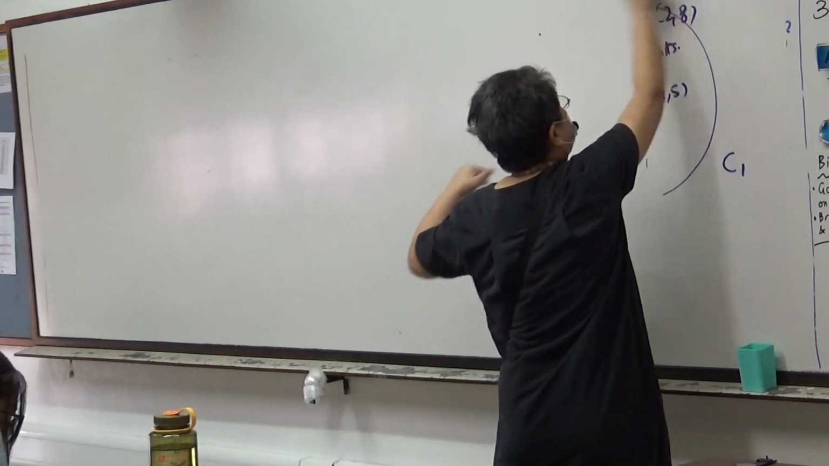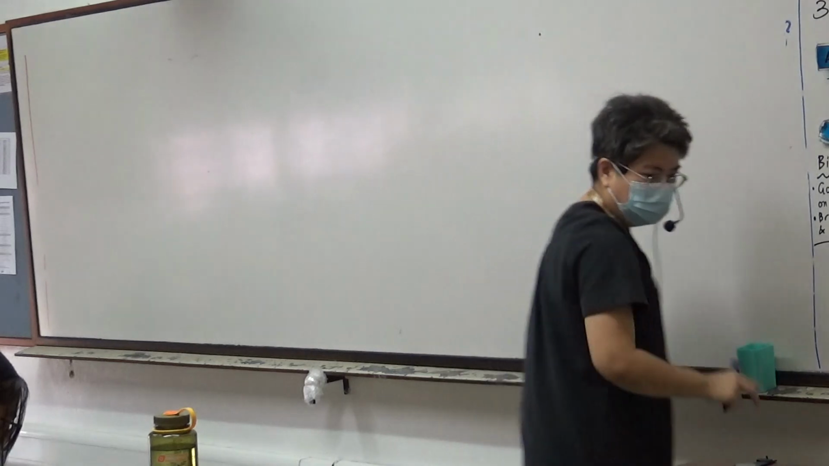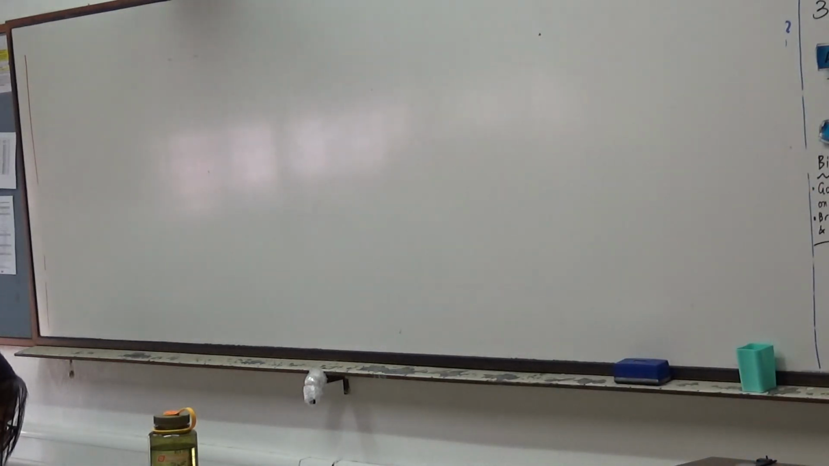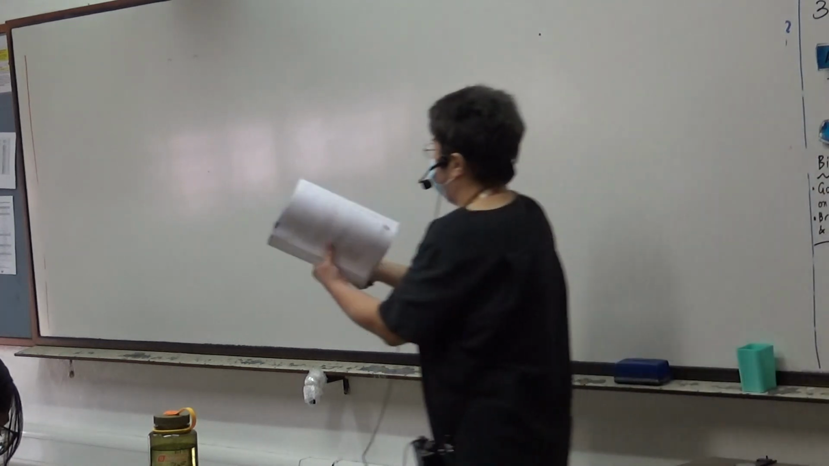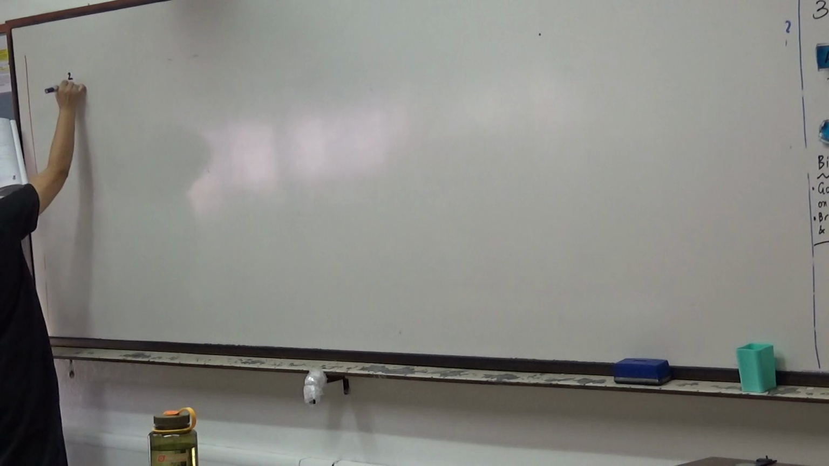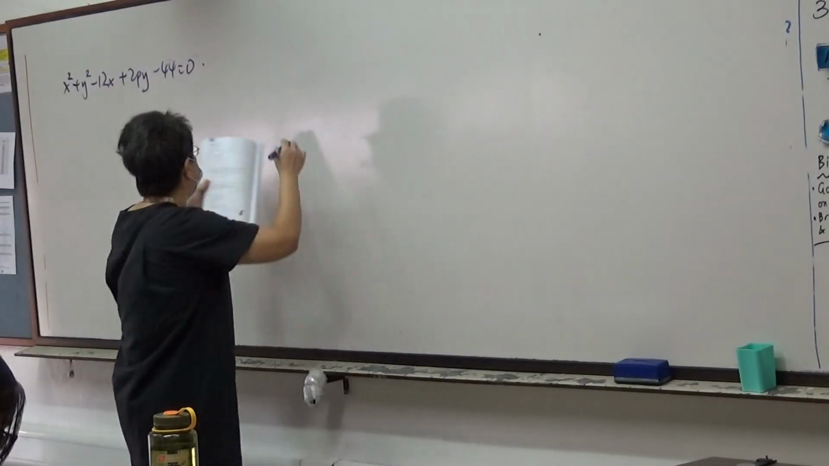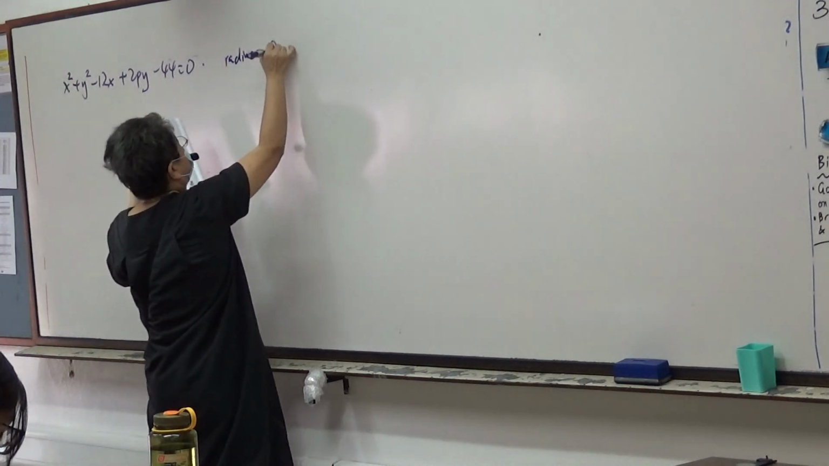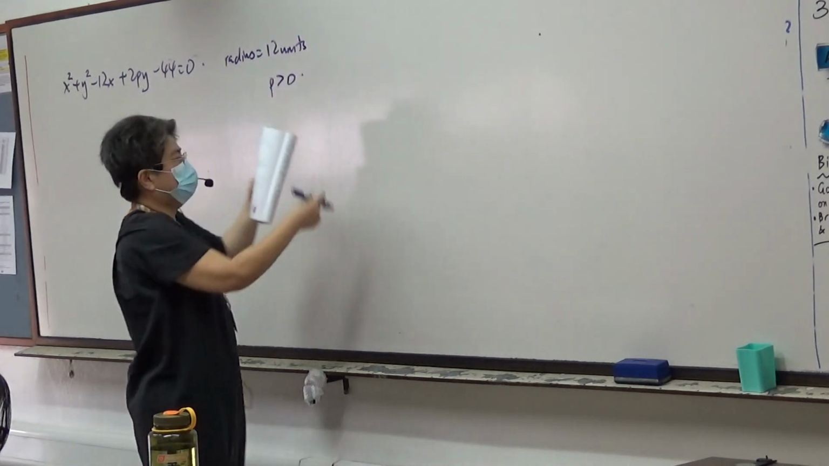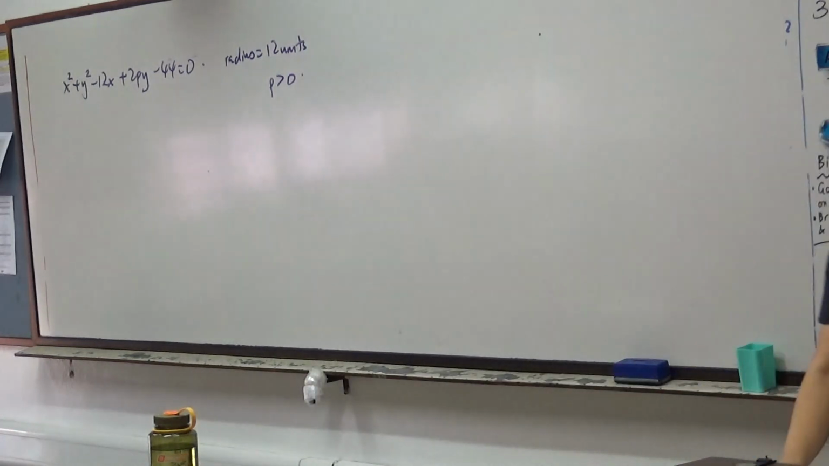Okay, let's move on to 6. The equation of a circle C1 with radius 12 units is this guy here, and P is bigger than 0. The radius is 12 units, and P must be bigger than 0. This is the condition given in the question. Find the value of P and the coordinates of the center of C1.